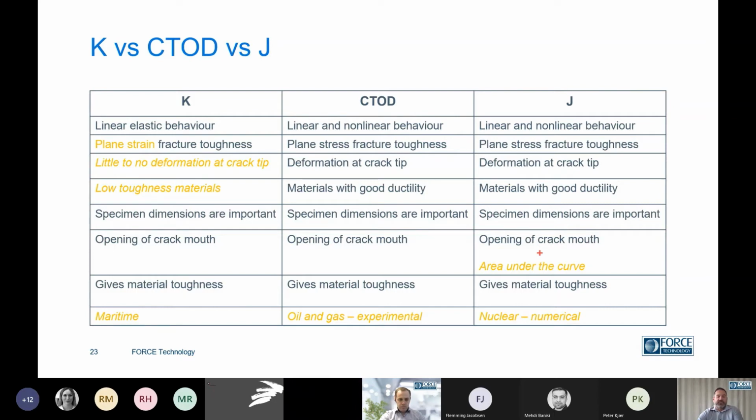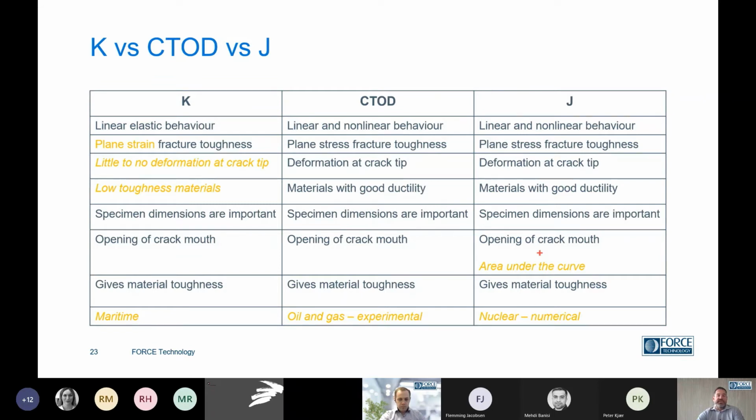Interestingly, if you look at J on the right hand side, it includes the area under the curve. Then for me, what is quite interesting is that we can see that each came from specific needs. So K came from the critical stress intensity factor. That came from ships during the Second World War that were breaking apart. So that then gave birth to that part of fracture mechanics.